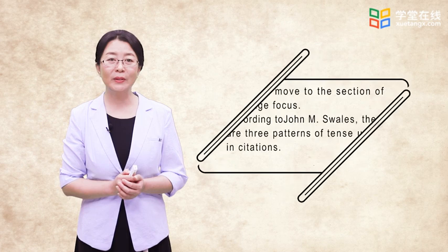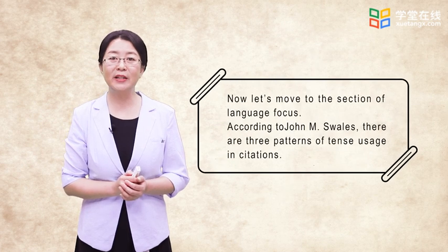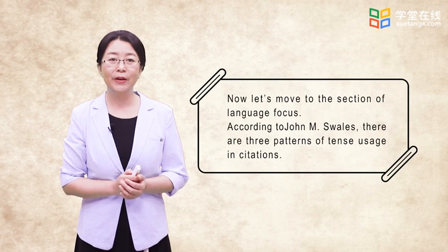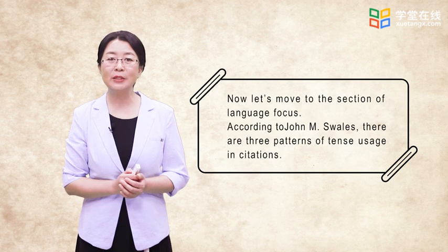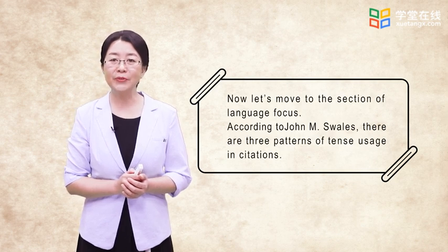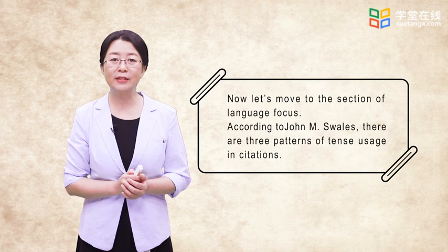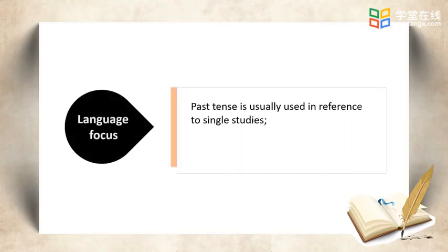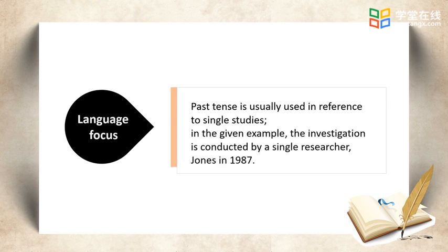Language focus. Now, let's move to the section of language focus. According to John M. Swales, there are 3 patterns of tense usage in citations. Past tense is usually used in reference to single studies. In the given example, the investigation is conducted by a single researcher, Jones, in 1987.